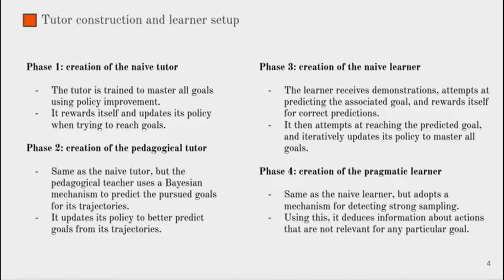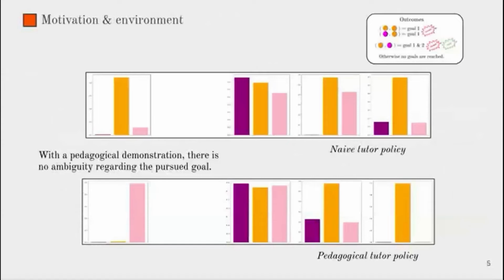We then create the naive learner and the pragmatic learner. The naive learner is trained using demonstrations from the tutor and attempts at predicting the associated goal and rewards itself for correct prediction. The pragmatic learner is the same as the naive learner but adopts a mechanism for detecting strong sampling and deduces information about actions that are not relevant for any particular goal.